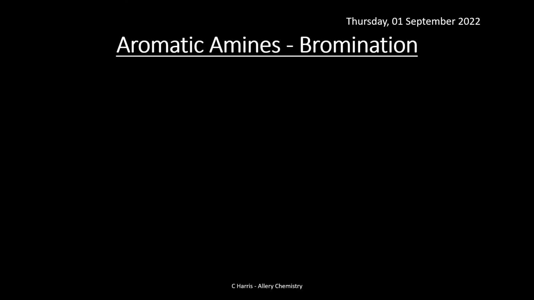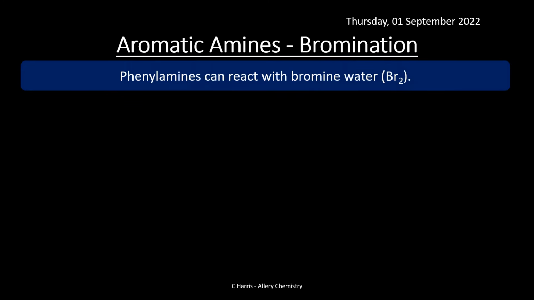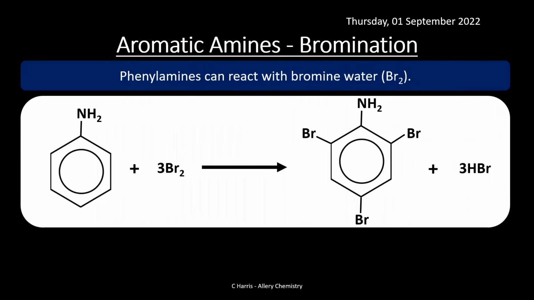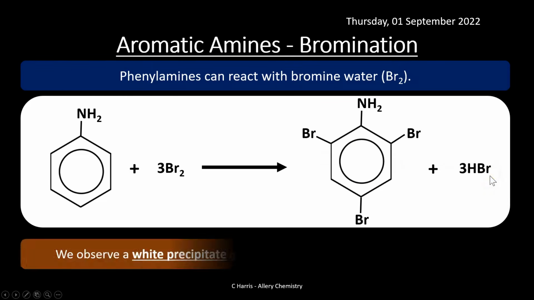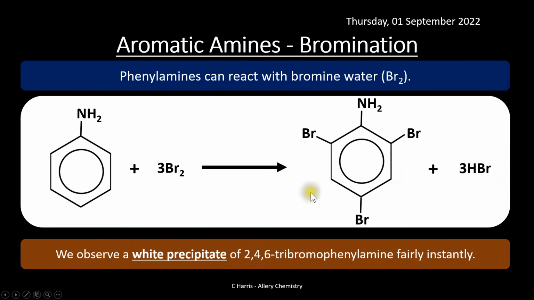Okay, so let's have a look at some further reactions of aromatic amines. We've produced the aromatic amine. Let's have a look at some general reactions. Phenylamines can actually react with bromine water. So there's your phenylamine reacting with bromine, and it will brominate 3 times. You get multiple bromination. So we've got bromine on the 2nd, 4th, and 6th carbon, as you can see there, and we produce 3 HBr. Now what we'll observe is a white precipitate.